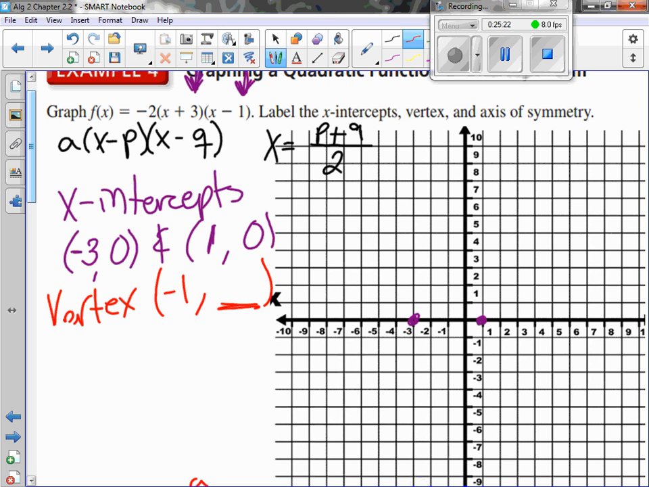Now, really, we're only missing one because the axis of symmetry is x is equal to -1. Because when we found the h value of the vertex, we found the axis of symmetry. When we find one of those, we find the other. Now, the last thing we've got to do is plug it back in.